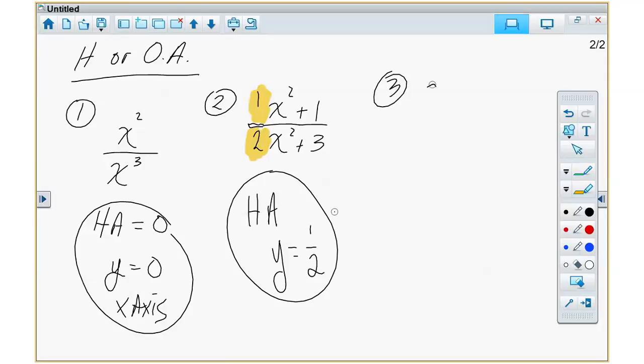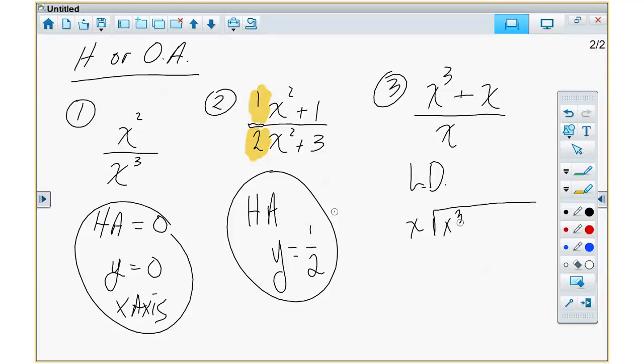And then the third one is x to the third plus x over x squared. That's where the degree of the numerator is higher than the degree of the denominator. You use long division. So x cubed plus 0x squared plus 1x. Remember, with long division, you have to what? Have all place values in there. Okay, so that's why I had to add the 0x squared.